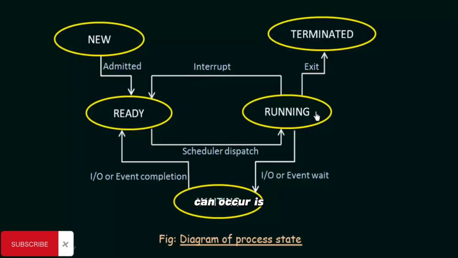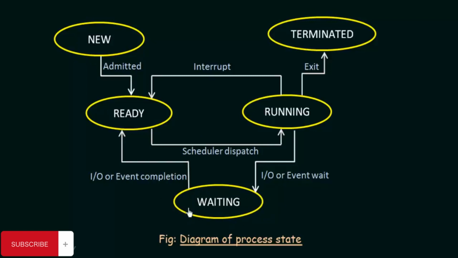Now, the next case that can occur is, when it is running, it needs to wait for an input-output operation or an event wait. Let's say this process needs some input-output devices or some event to occur. At that time, what happens? It goes to the waiting state, which we already studied before. It is waiting for an input, output, or for an event to occur. Or it may need a signal from somewhere. So unless that is completed, it will stay in the waiting state.